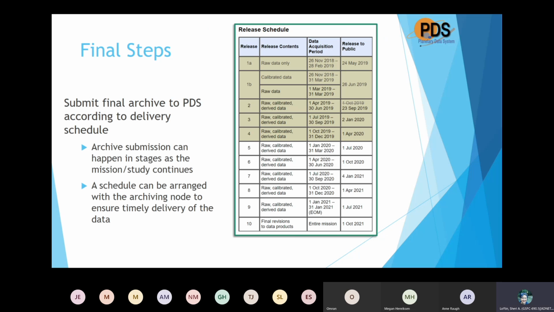And as you're submitting your data to the PDS, the PDS can help you set up a delivery schedule. So in large missions, it can happen in stages. But if you have a small mission, like you're just studying one thing for a couple of months, you may deliver everything at the end. But keep in mind, ongoing delivery for larger missions or extended time missions is better.